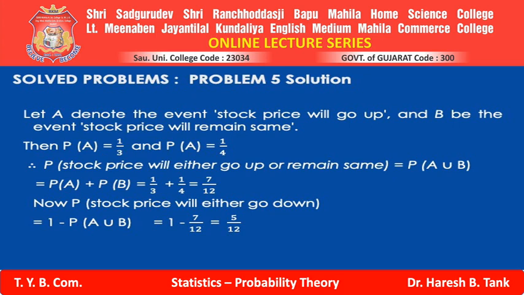Now absolutely the reverse of that. Now our intention is to get the probability that the stock price will go down. What is that? That means it is 1 minus what? It may not go up or it may not remain the same. That means that is what the probability which we have found. So it is 1 minus probability of A union B. That is what we have just found, which is 7 by 12. So 1 minus 7 upon 12 comes to 5 by 12. And that becomes the required probability. Clear?